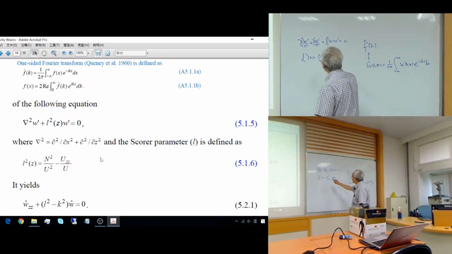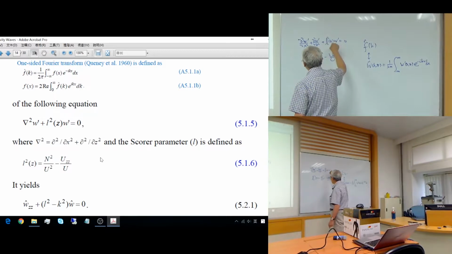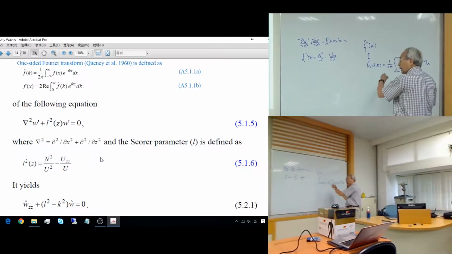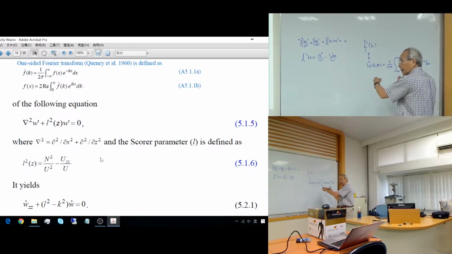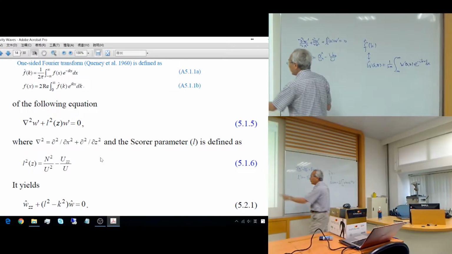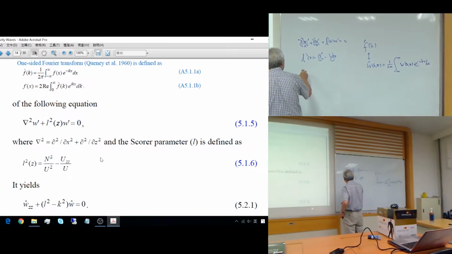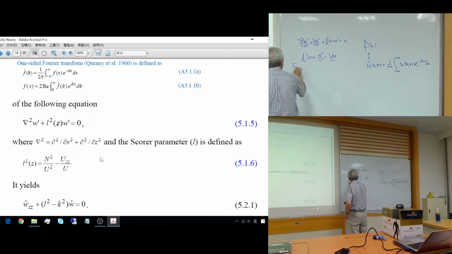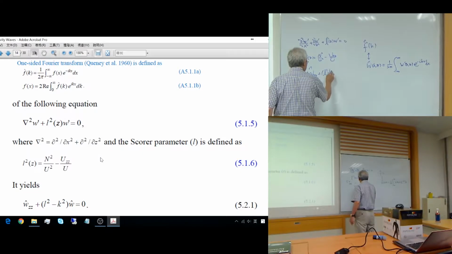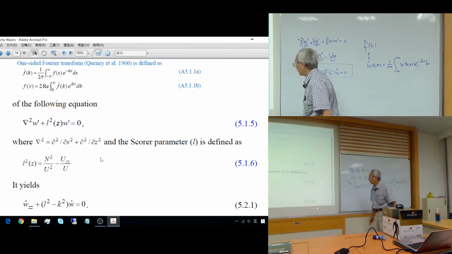And this one is pretty easy. We did this last time. You just do the integration twice, using integration by parts, and you should be able to do it. Then we reduce to 5.2.1. The Fourier transform gives us w hat_zz plus (L² minus k²) times w hat equals 0. So this is the equation we're dealing with.